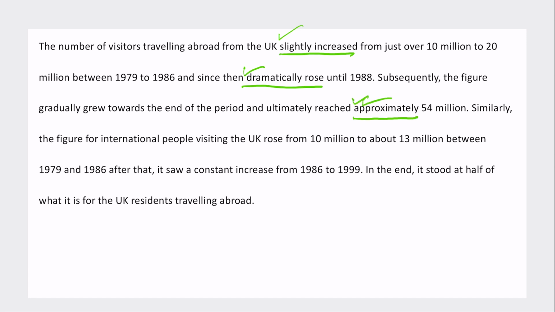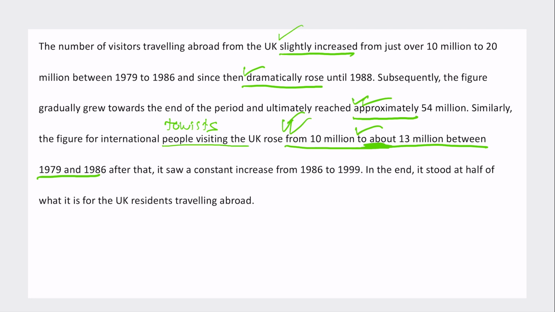Similarly, the figure for international people visiting the UK. So you could say visiting the UK. I suppose you could paraphrase it to tourists. You could paraphrase that too. Rose from 10 million to about 13 million between 1999. So to about 30 million between 1979. This is a really nice natural sounding phrase. I like it a lot. To about 30 million. I like that phrase. Again, you're showing the sort of generalization, so it sounds very natural how this person's writing it.